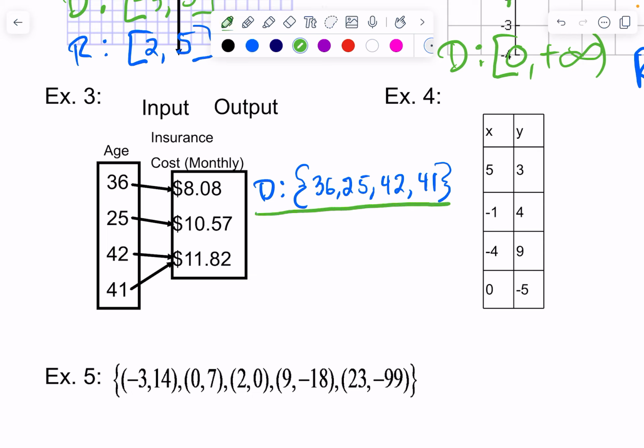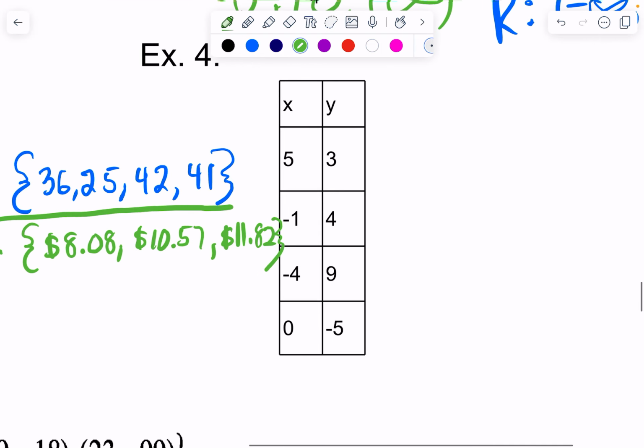The range in this particular case is going to be, once again, we use braces because they're giving us specific values. You've got $8.08, you've got $10.57, and last but not least, you have $11.82.